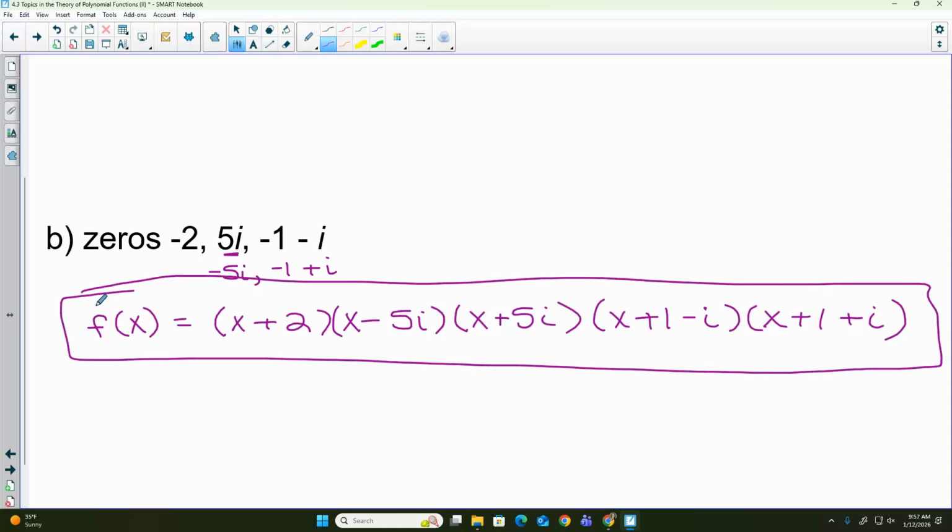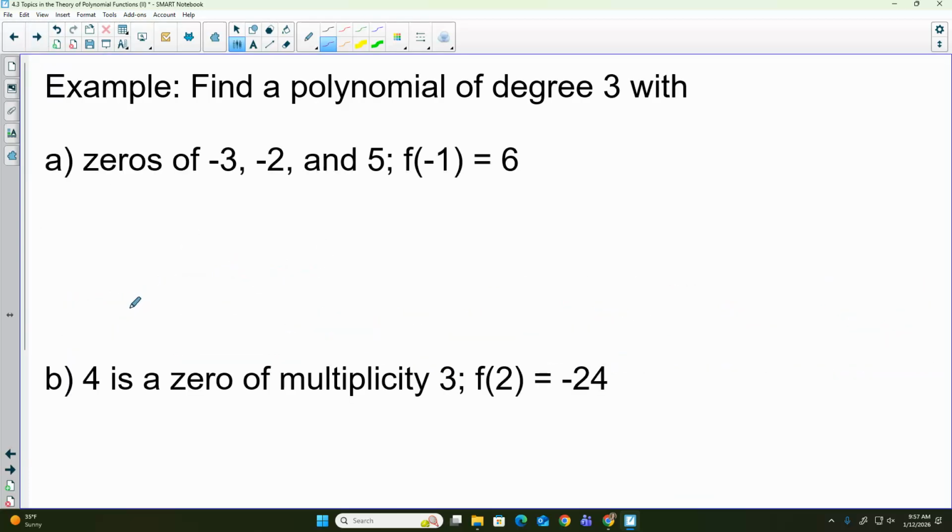So what I want on these questions, I'm checking to see, do you recognize if I give you an imaginary 0, the conjugate also works? And can you take a 0 and write the factor, which is just the opposite sign? Any questions on those? Okay. Let's try another question. I want to find a polynomial of degree 3, so that means if I multiply it out, it's the third power, that meets these requirements.